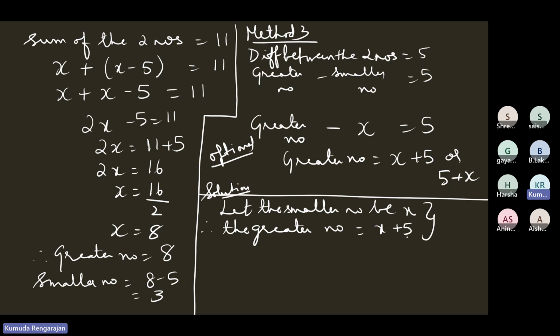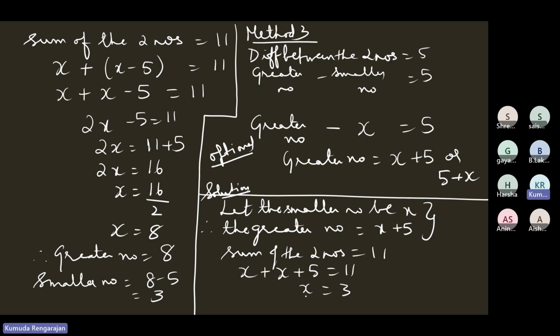The difference between the two numbers is 5. We've used that for the assumption. Now the equation: the sum of the two numbers is equal to 11. That means one number plus the other number, or the smaller number plus the greater number, is equal to 11. So you get 2x is equal to 6, and x is equal to 3.